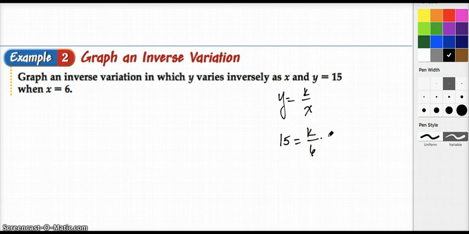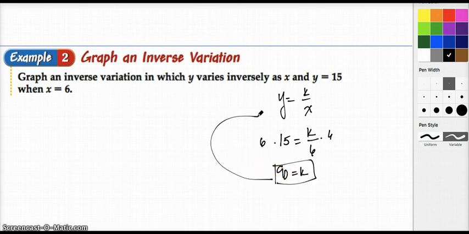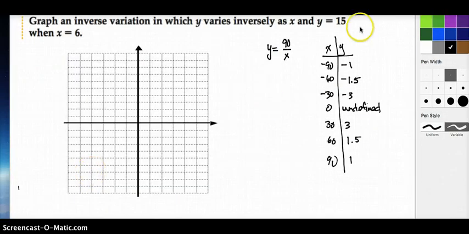So I'm going to solve for k by multiplying both sides by 6, and then 6 times 15 is 90. K has to be 90. What does this give me? Well, this gives me the generic equation of all points that vary inversely in this way. So y is equal to 90 over x. And you've seen us graph this before. This time I chose a really simplified table. I'm going to actually plug this into Desmos to get a better shape.